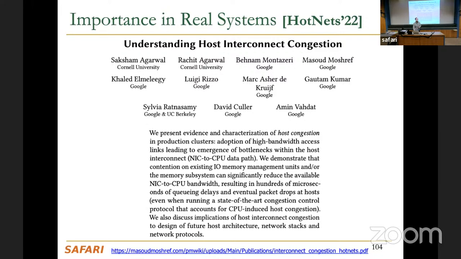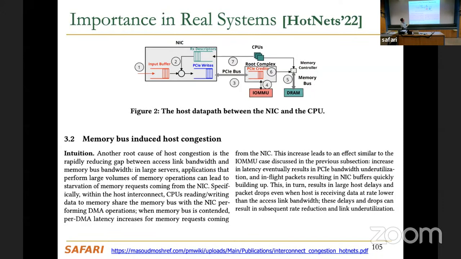But basically, these high bandwidth access links are leading to the emergence of bottlenecks within the host interconnect, the NIC, network interface controller, to CPU data path. We demonstrate that contention on existing I/O memory management units and/or the memory subsystem can significantly reduce the available NIC to CPU bandwidth, resulting in hundreds of microseconds of queuing delays and eventual packet drops at hosts, even when running a state-of-the-art congestion control protocol that accounts for CPU and host contention. So basically, I think what they're saying is that memory control is important.